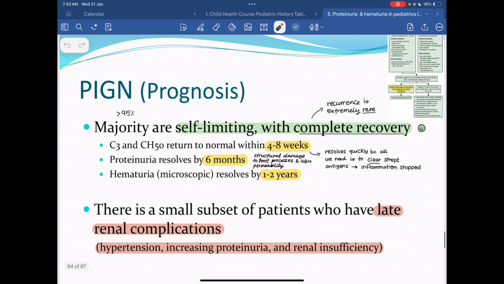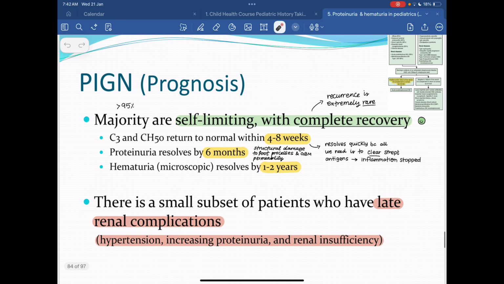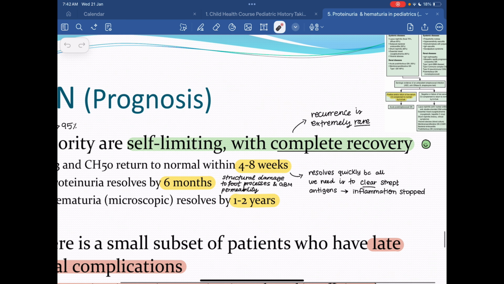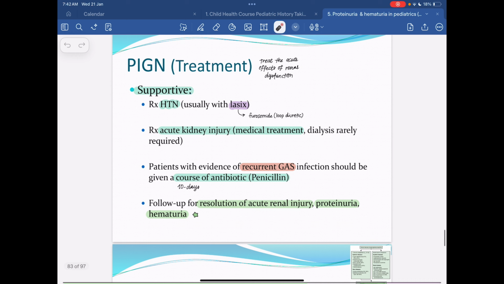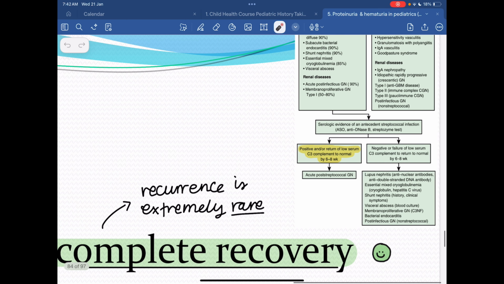Our prognosis, majority, as in 95%, are self-limiting with complete recovery, and recurrence is extremely rare. But there's a small subset of patients who have late renal complications like hypertension, increasing proteinuria, and renal insufficiency, so عندهم النفريك syndrome. أما الغالب self-limiting. عشان كذا we only treat supportive. أضفت هذا هنا.